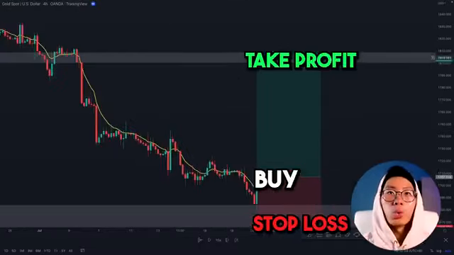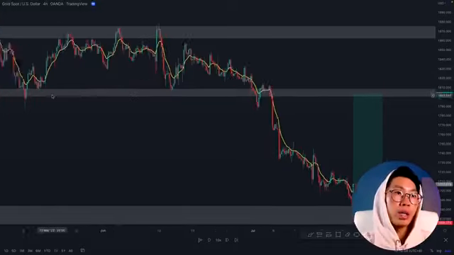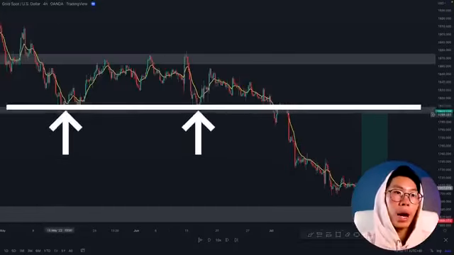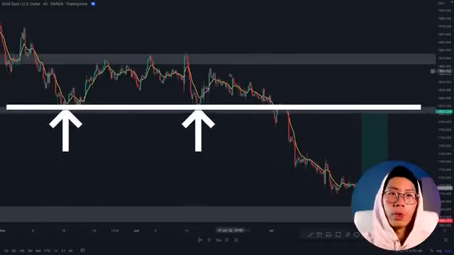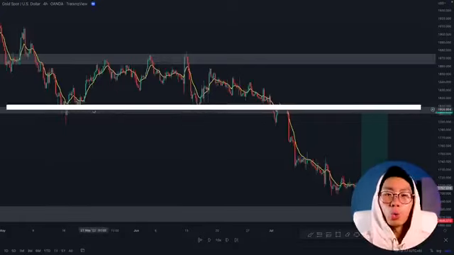And once again, I marked up this resistance level because if you look towards the left, you will see that it used to be a support level right here. Whenever it comes back down here, it always reverses, comes back down, reverses. So it used to be a support level, and right now I'm expecting it to become a resistance level.